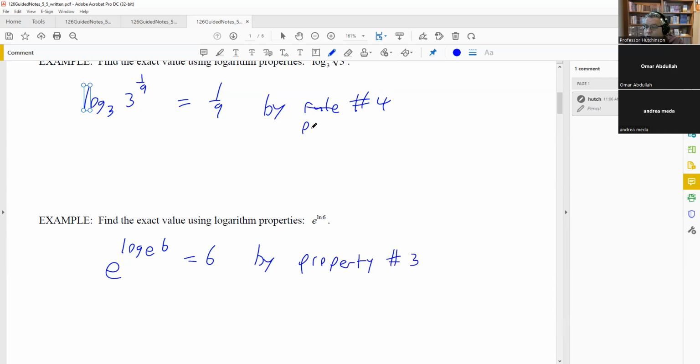So you get the idea here. So from the list, there's the property. Okay, so e to the log e essentially cancels out, and we just get 6.